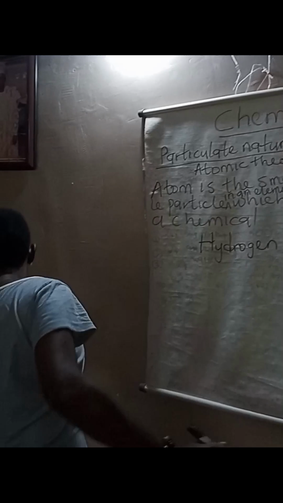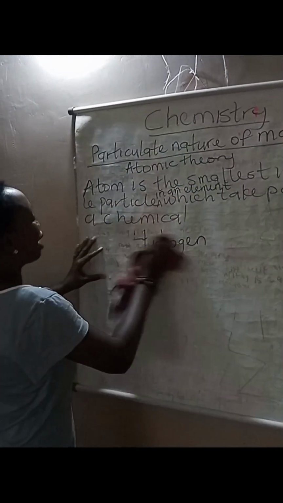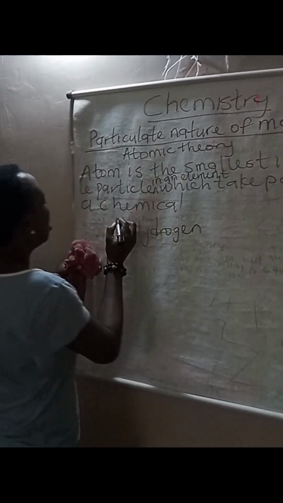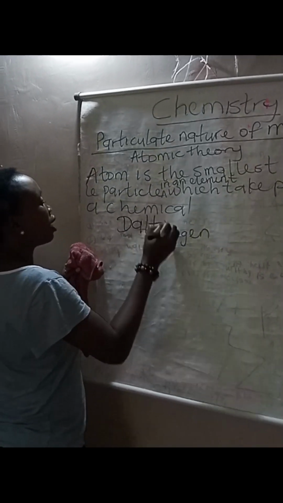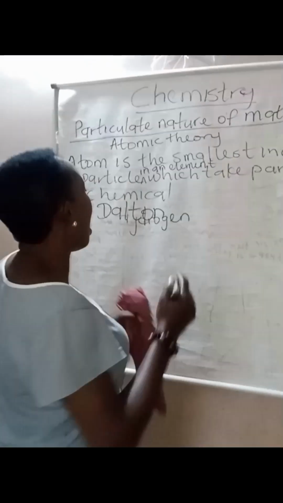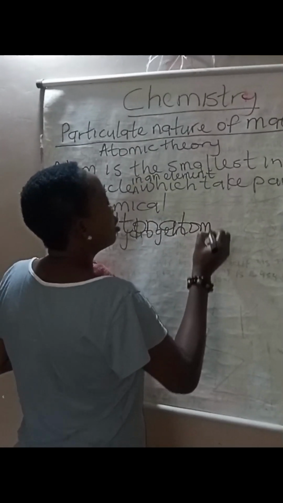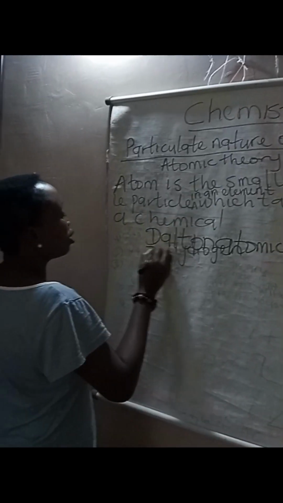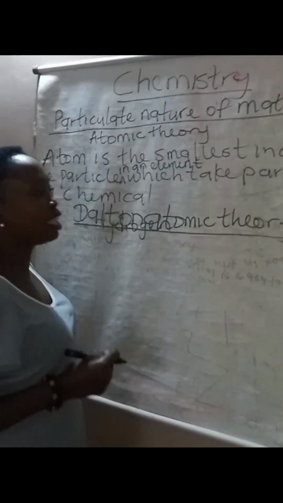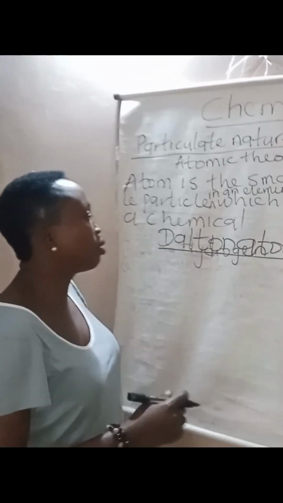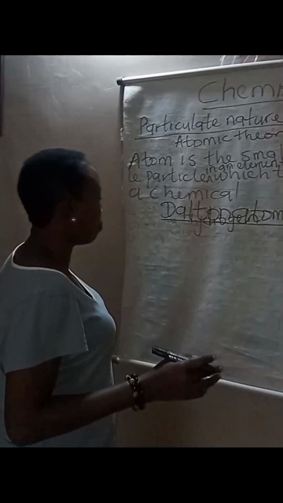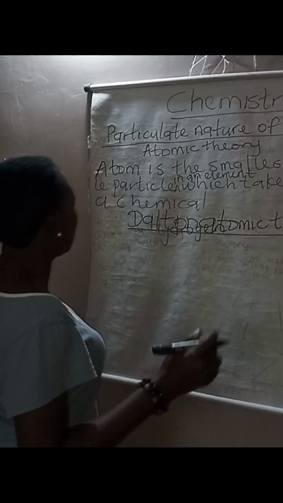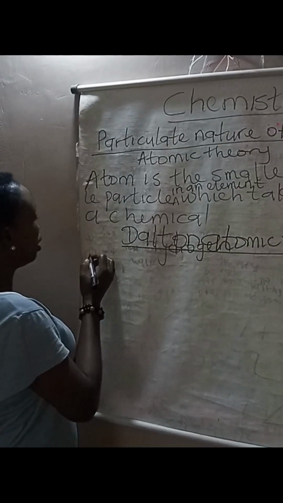Now, we have a scientist who studied atom, and this scientist is called Dalton. We are going to talk about Dalton atomic theory. Dalton is a scientist that postulated a theory about atom. Let's talk about the first theory that Dalton postulated.